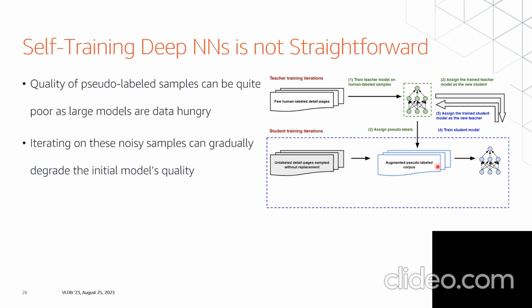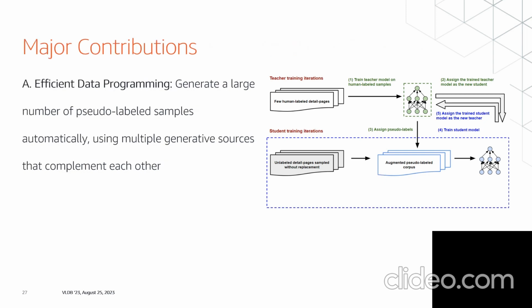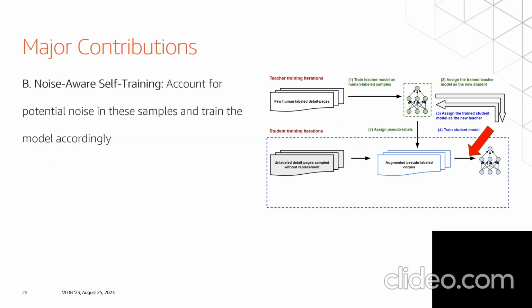Now, if I train a student model on these noisy samples, it is highly likely that the quality of the model will easily degrade and we will have a lower quality model at hand. So to address these issues, we introduce two things. First, we introduce the paradigm of data programming to generate higher quality pseudo-label samples using multiple generative sources that are complementary to each other, rather than relying only on the teacher model. And second, we introduce noise-aware training that accounts for potential noise in the student training corpus and amplifies or dampens the training signal received from a particular sample based on its level of noise.